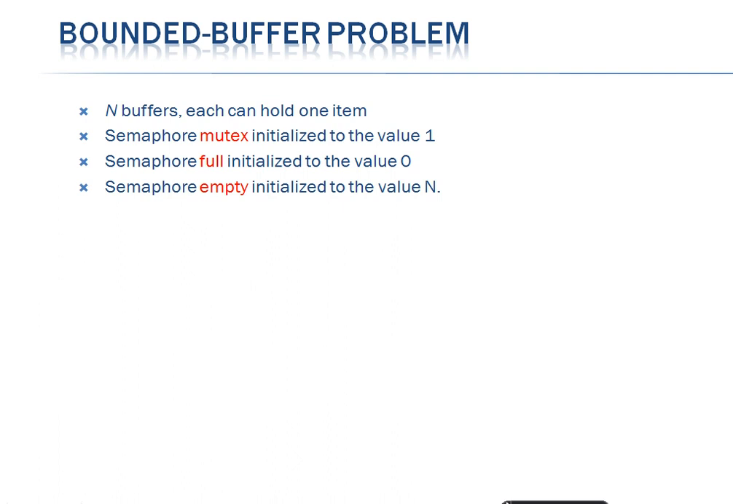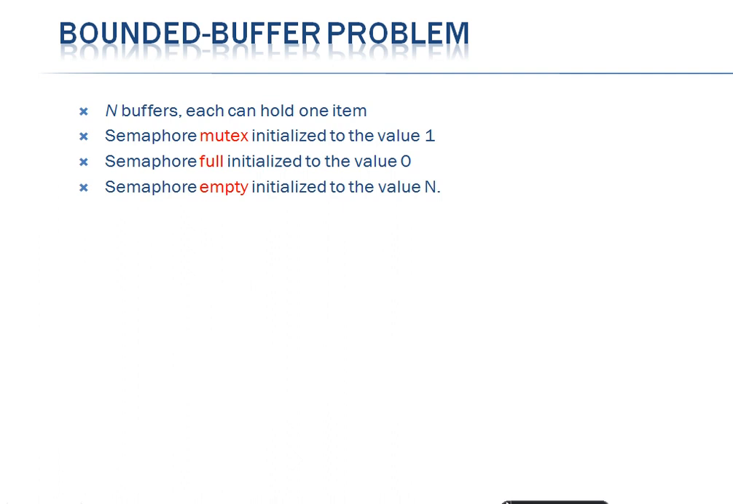Now, the bounded buffer problem. Here we assume that we have n buffers and each can hold one item. Here the semaphore mutex is initialized to 1. We are using semaphore mutex, and remember mutex is of type binary semaphore, so initially it is set to 1.